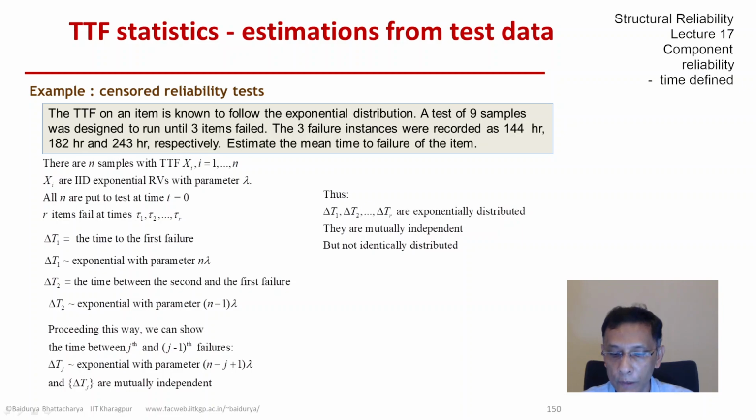So that is one problem which still remains, because you see all the parameters, they are not the same. It starts with n lambda, then n minus 1 lambda, etc. So n minus j plus 1 lambda for the general case. So they are not identically distributed.